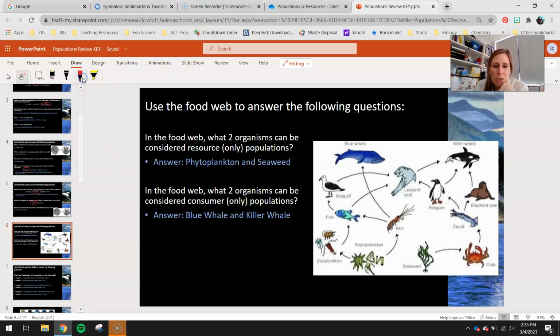Use the food web to answer the following questions. In the food web, what 2 organisms can be considered resource-only population? The only 2 that we have here that are strictly giving their energy to another organism and not getting their energy from anywhere are phytoplankton and our seaweed.